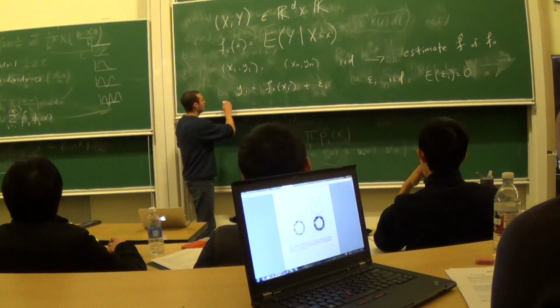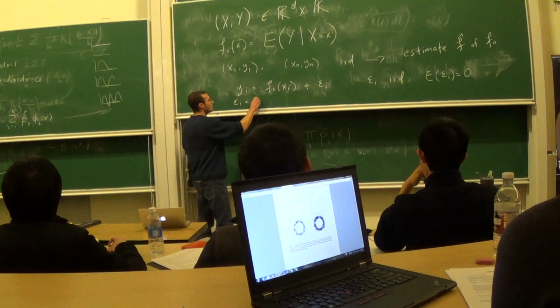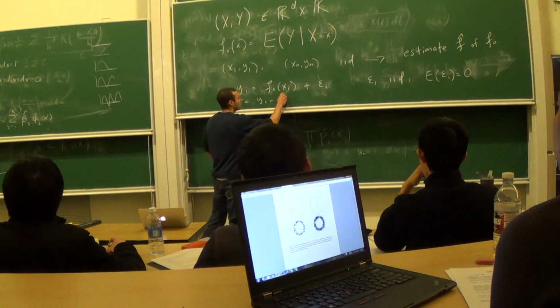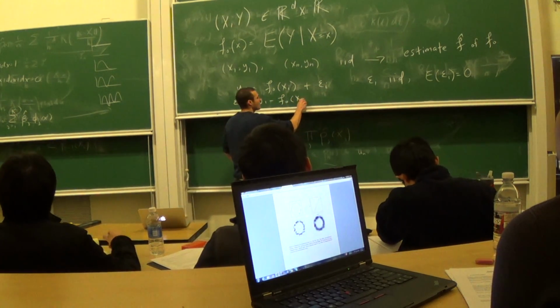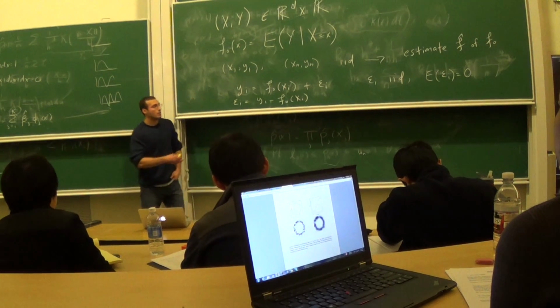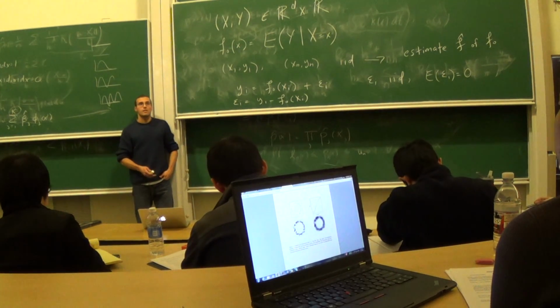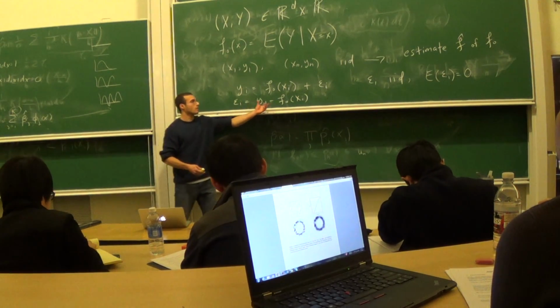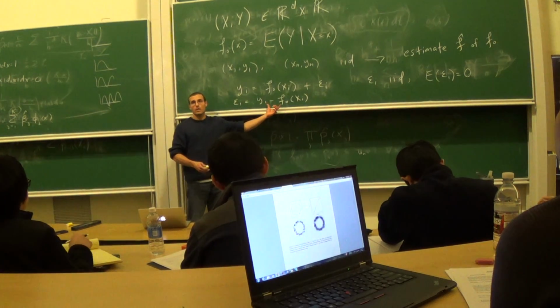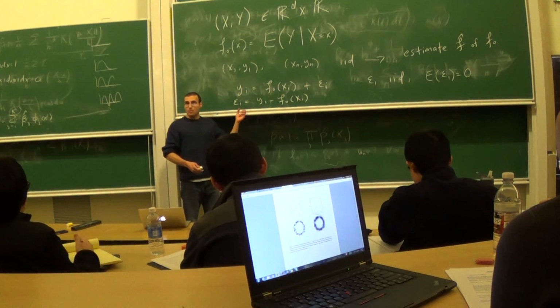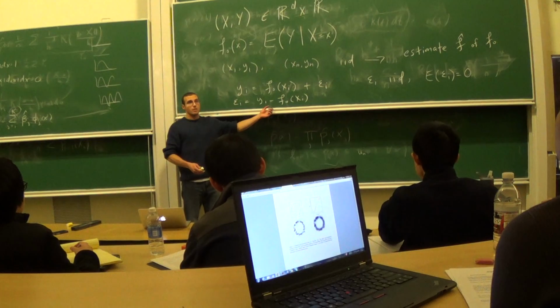Let's just define these errors to be epsilon_i = y_i minus f(x_i). That's what makes that equation true. And these are IID because the pairs (x_i, y_i) are IID. So there's no reason why epsilon_i would be dependent on epsilon_j. They're defined in terms of IID samples.